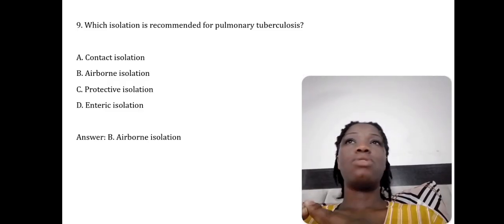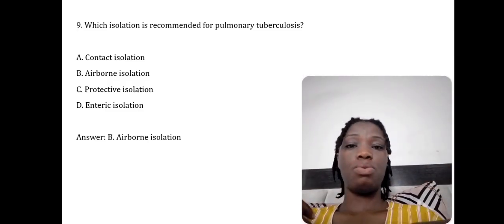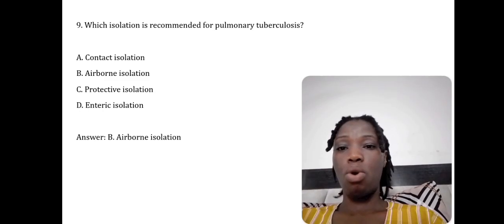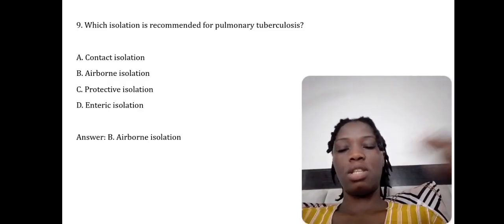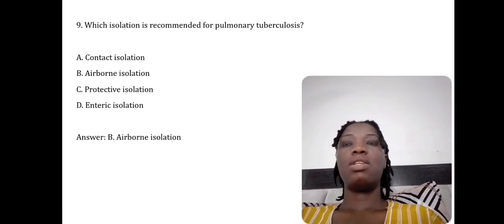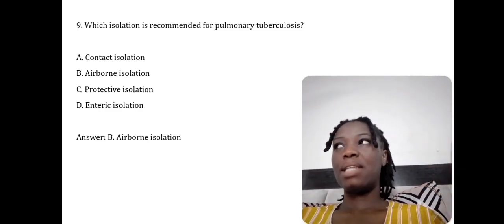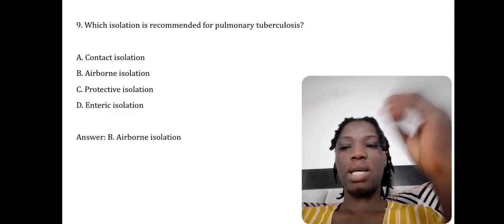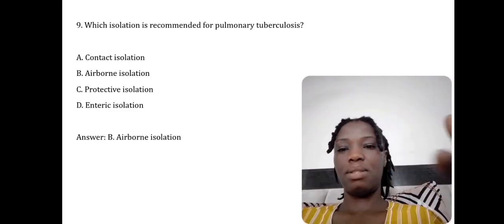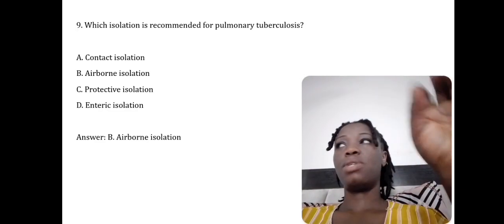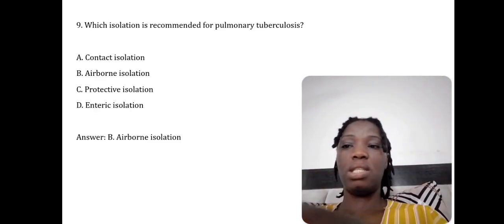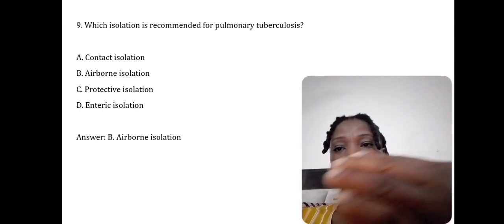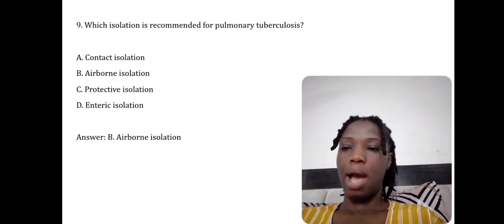Contact isolation is when you separate one person from another, because when you get in contact with this person, either through blood or just normal contact, you can get infected. Airborne isolation is when you isolate a sick person that can transmit infection through tiny particles, like when you sneeze. The particles that come out are like vapor. That one is airborne. Tuberculosis is airborne, so the isolation you use for patients with pulmonary tuberculosis is airborne isolation.